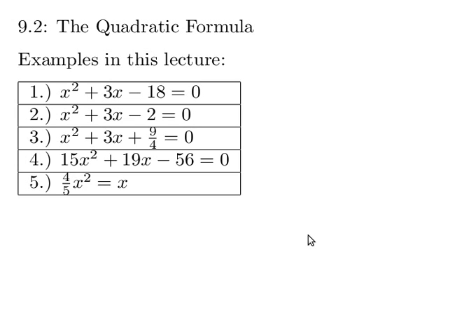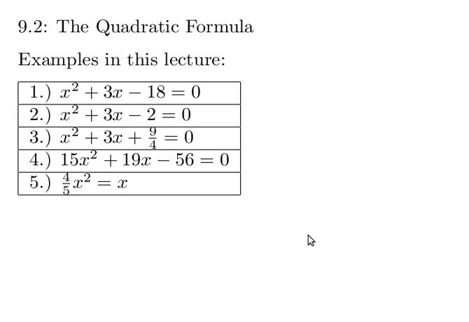Now, the quadratic formula is, in my opinion, probably the most important section in this class. The reason is how much this comes up in other classes. You're going to be using this all the time in college algebra, all the time in calculus, and even in a few sections of trig. It's pretty much never going to go away. It's an extremely useful way to solve quadratic equations.